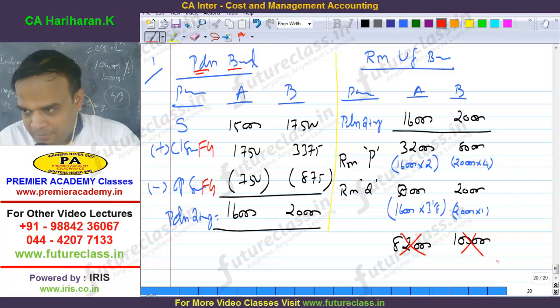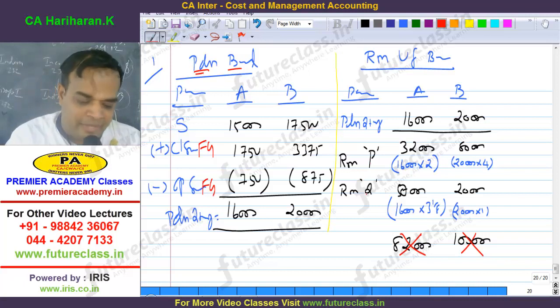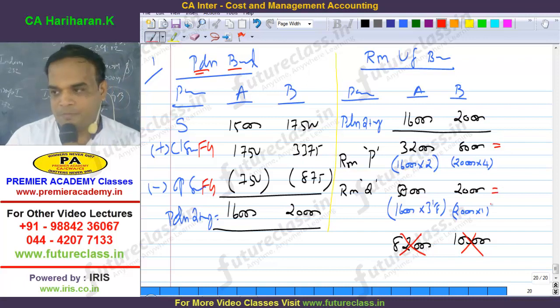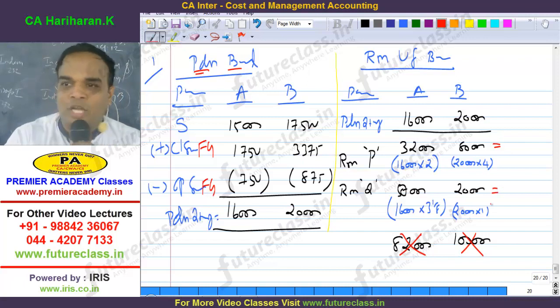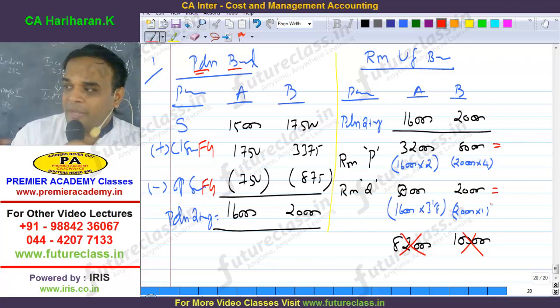And is it possible to add P and Q? Raw material P is consumption, Q consumption. That's the application of common sense. Question paper is not tough.